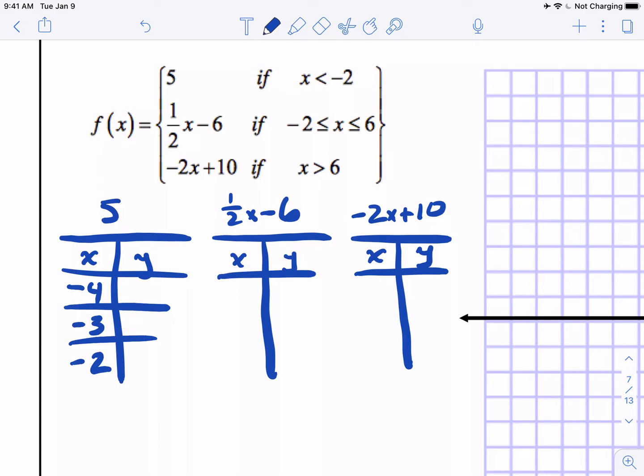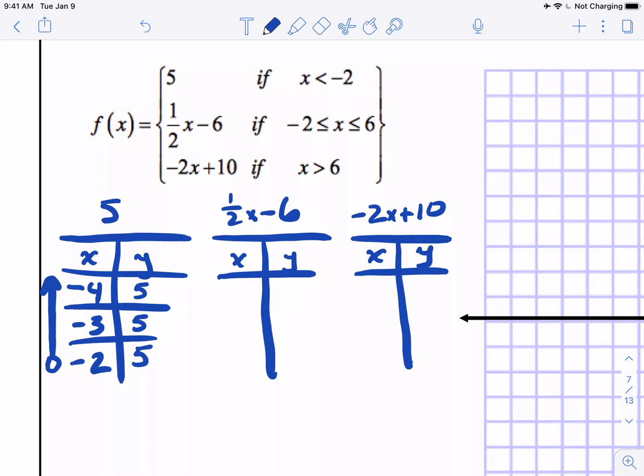The outputs are very simple here. The output is always 5. That's why this is a horizontal line again. And now next to the table, I make a little annotation in terms of what I should see there. At negative 2, I'm going to see an open circle. Why? Because negative 2 itself is not included. Now, we said this does go on forever, so I'm going to indicate that with an arrow on the left-hand side.